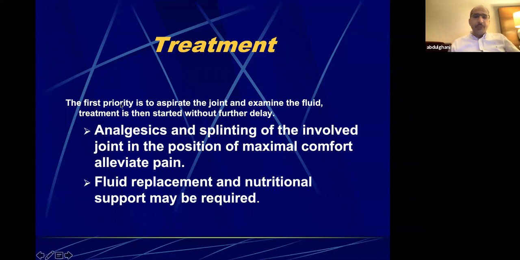The first priority, however, is to aspirate the joint. I reiterate here, the first takeaway was any monoarticular swollen painful joint is septic unless proved otherwise. Second takeaway is to aspirate the joint before the start of IV antibiotic. Send for examination and then start simultaneously with the treatment.